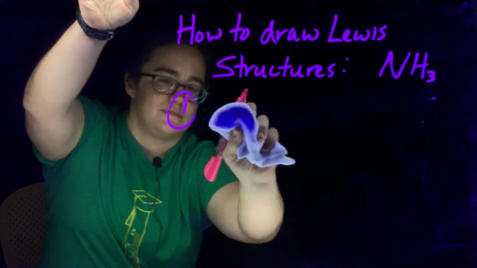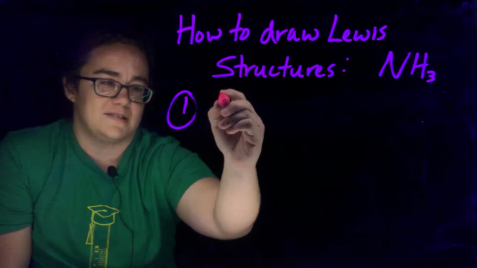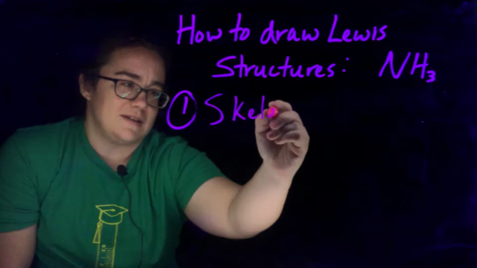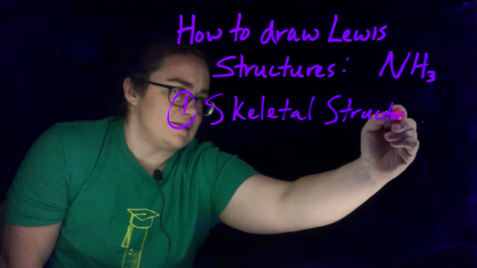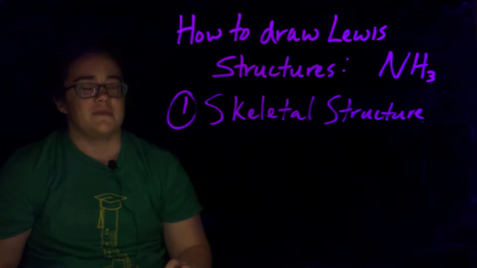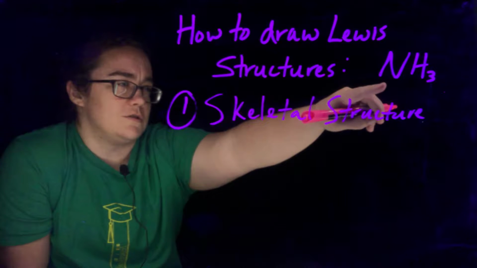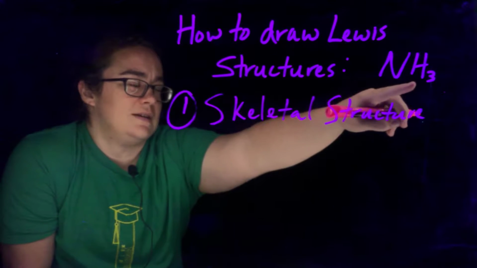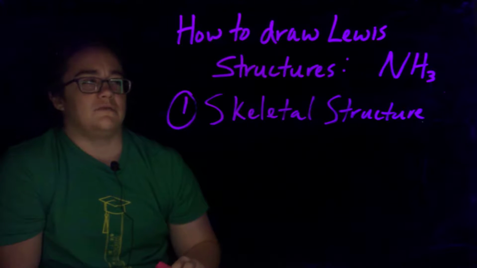The first step in drawing any type of correct Lewis structure is to draw the correct skeletal structure. And so what I mean by that is how everything is actually going to be attached to one another, right? So we have two different atoms here. We've got a nitrogen and then we've got hydrogen. And the question is, who's actually going to be around who, right?